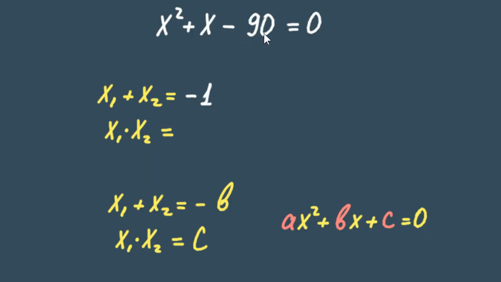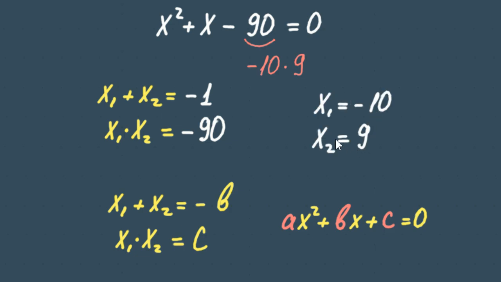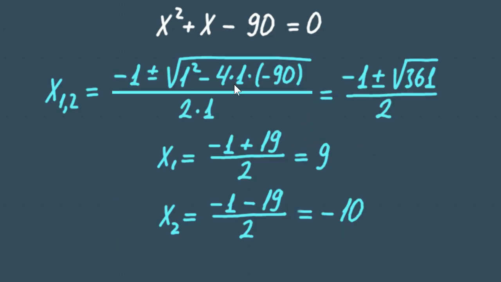The constant term is negative 90. Let's write 90 as the product of 10 multiplied by 9. And if we put a minus in front of 10, then these numbers will satisfy these equalities. These numbers will be the solutions to the equation. And also I will show you the solution using the quadratic formula. The square root of 361 is 19.